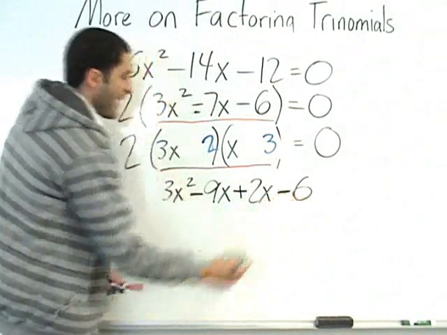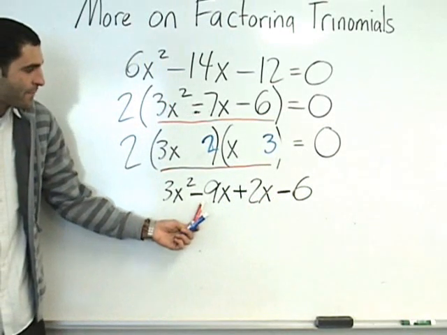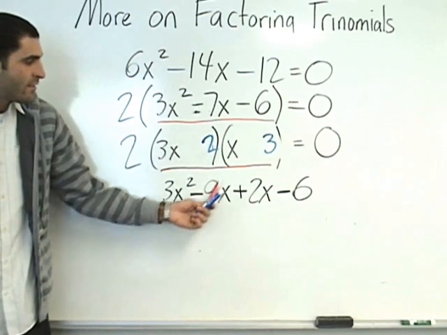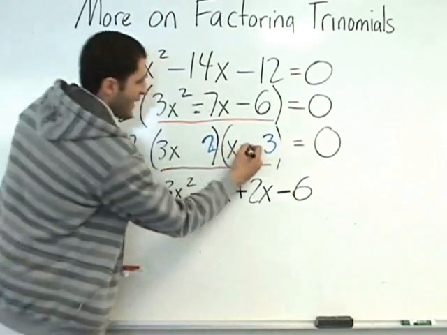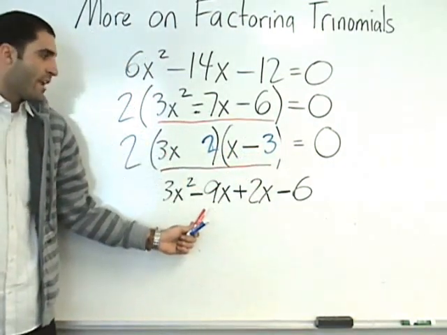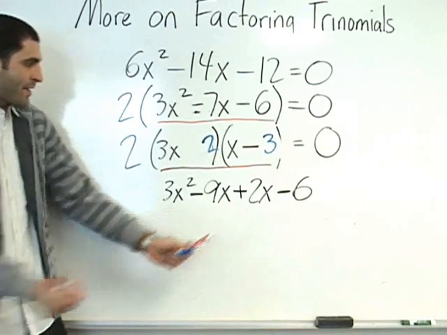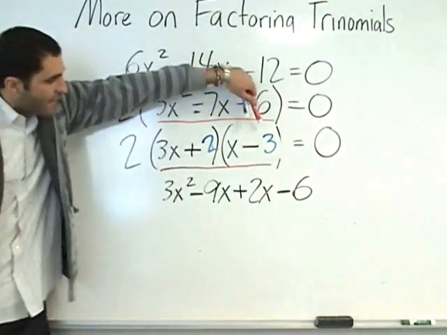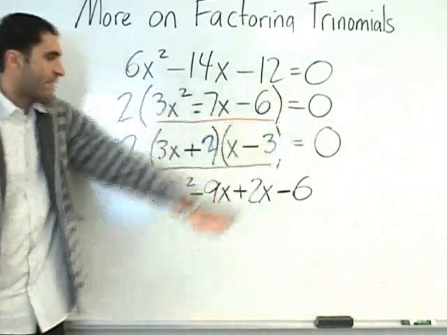So let's think about it. How do we make negative 9x here? Minus 3. The 3, right? Because, check it out, 3x times negative 3 is negative 9x. And then 2x needs to be positive, so here it is. Confirmation, also, 2 times negative 3, the last step, is negative 6.